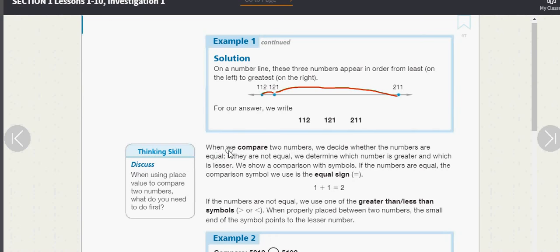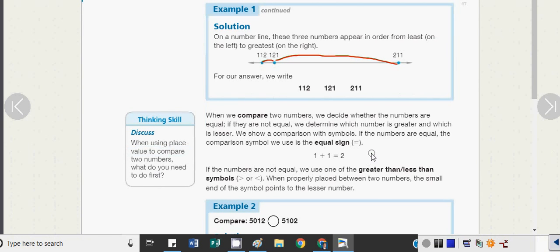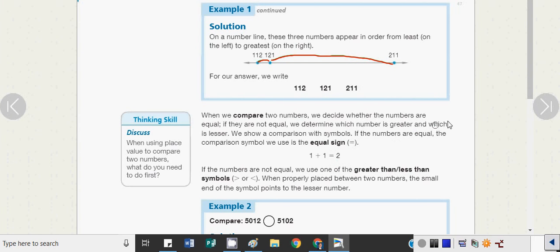When we compare 2 numbers, we decide whether the numbers are equal, and if they're not, we have signs for greater than and for less than. The equal sign says they're the same, and we read something like this left to right as 5 is greater than 3. We have the mouth always opening towards the bigger number because he's hungry. And since when we read it left to right we're saying that this is greater than this, we call this a greater than sign, and then a less than sign. Eventually we'll learn greater than or equal to, less than or equal to.